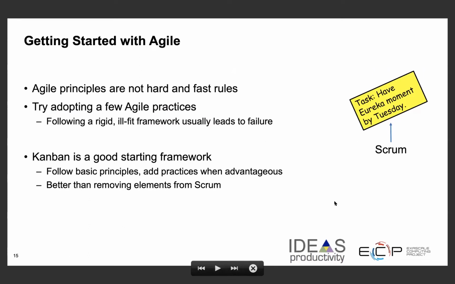Now, getting started with Agile, one thing I want to point out about the 12 principles of Agile is that none of the principles are hard and fast rules. The basic philosophy is that instead of following a rigid framework that is ill-fitting, which if you follow for a really long time might lead to frustration, bad code, and failure, it's good to investigate some of these Agile principles and adopt them if they are suitable.